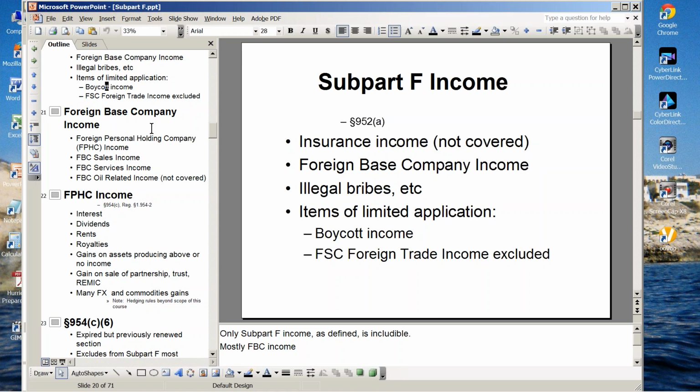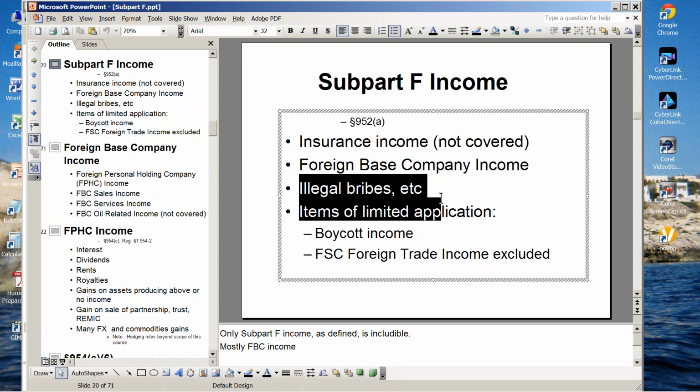There is still one item within Subpart F that you may encounter, and that's illegal bribes. Now, bribes, kickbacks, and that sort of thing. For public corporations, you won't encounter this a lot because the Foreign Corrupt Practices Act makes public companies disclose these on their U.S. financial statements and in their 10K.